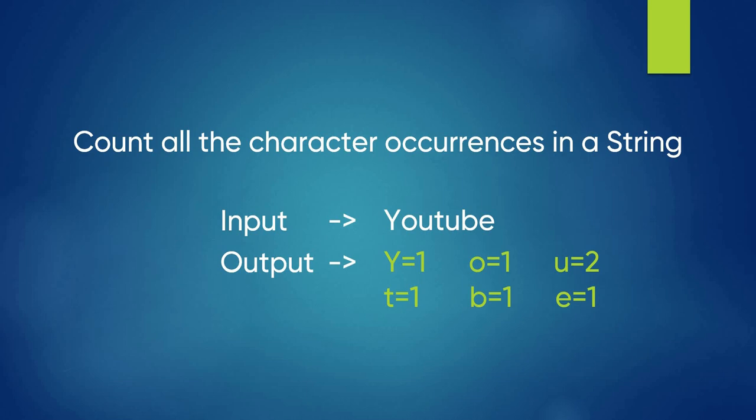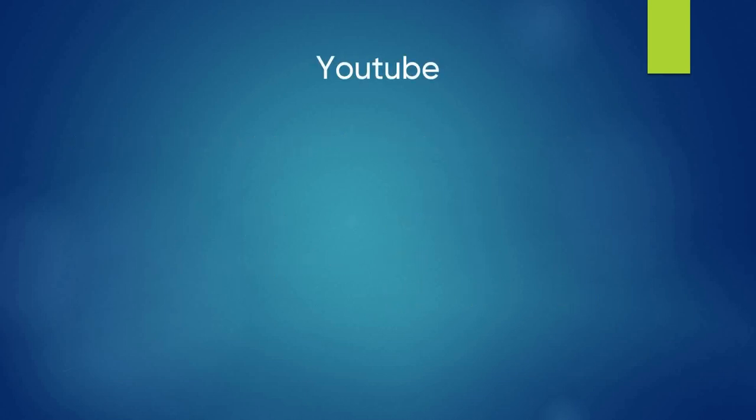First I will discuss my logic, how I will solve it. Suppose our input string is YouTube. First I will check the first character against the remaining string, how many times it is repeated in the remaining string. So Y is repeated only once, and after that I will replace all the Y's in the string. Then the remaining string will look like this, and now I'll check O, how many times it is repeated.